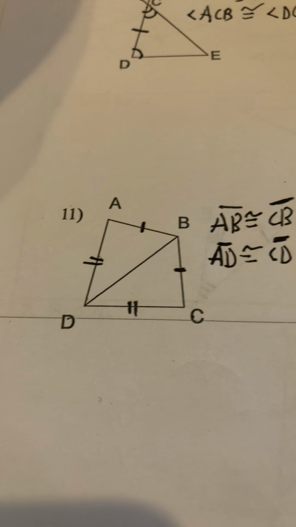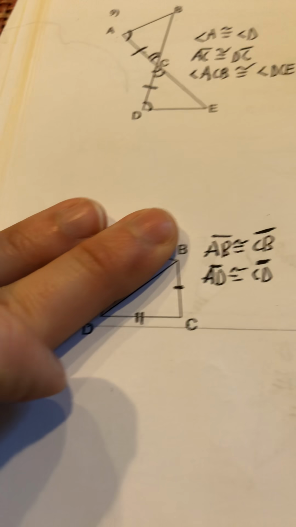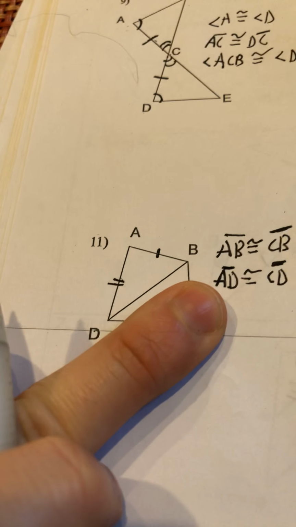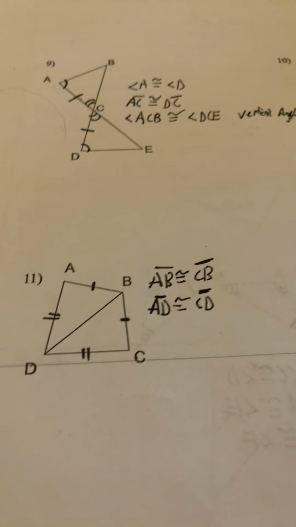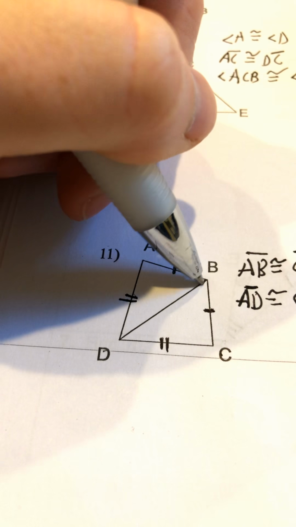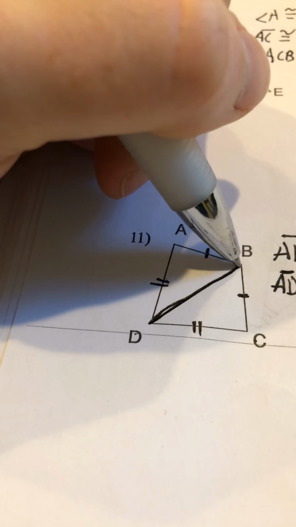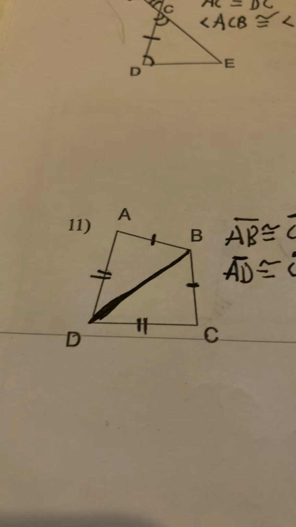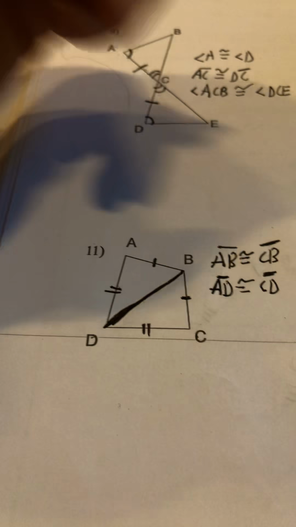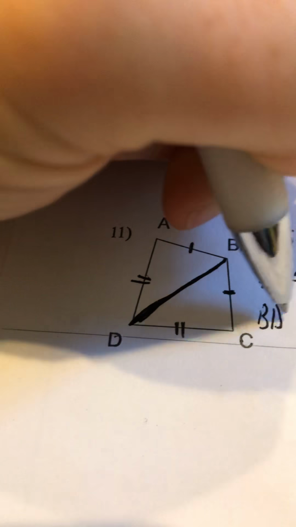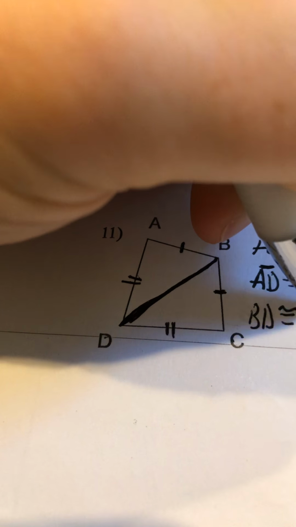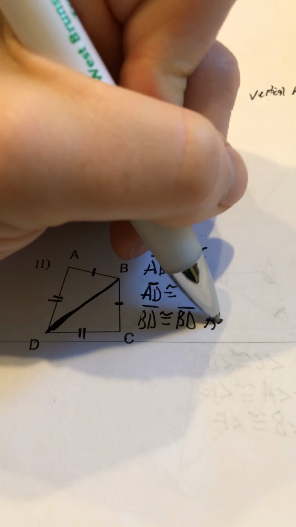Okay. And then in these two triangles, there is one more hidden part. Because they share this side here, because they share the side, we can say that side's congruent to itself. BD is congruent to BD, okay? That's called the reflexive property.